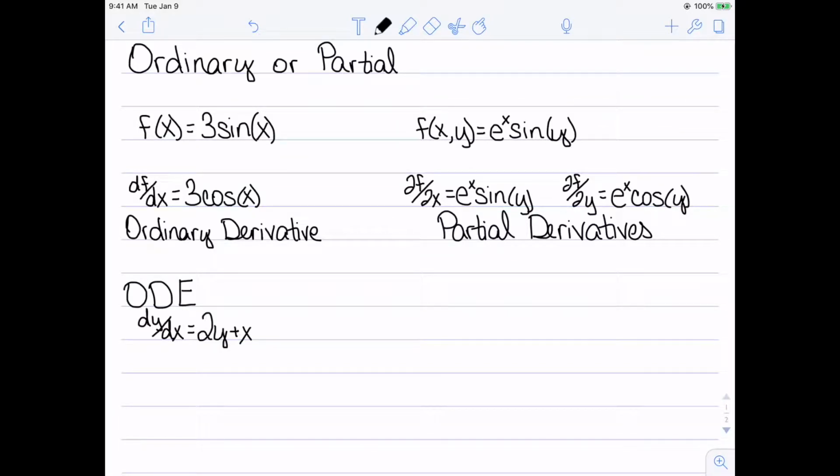So an ordinary differential equation, which we'll abbreviate with ODE, has ordinary derivatives, like dy/dx is equal to 2y plus x. A partial differential equation, or PDE, is going to contain partial derivatives, like the derivative of f with respect to x minus the derivative of f with respect to y equal to 2xy. So that's the main difference: does the differential equation contain ordinary derivatives or does it contain partial derivatives?